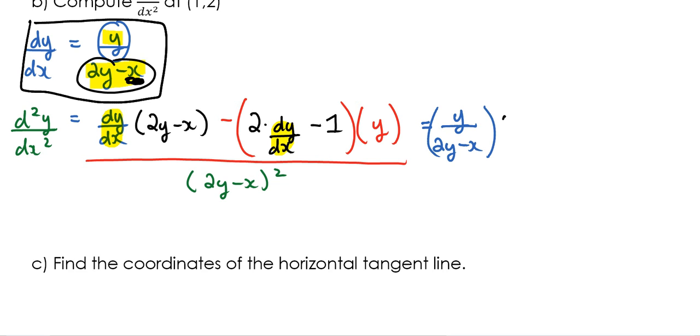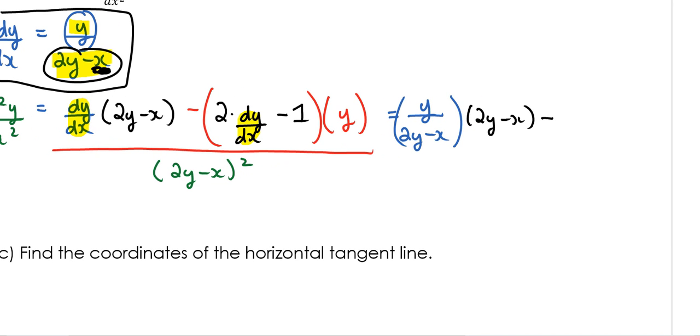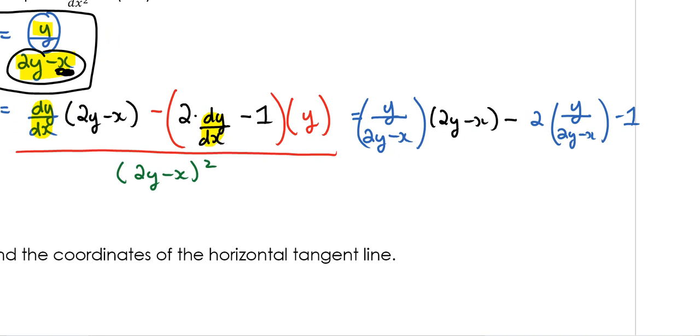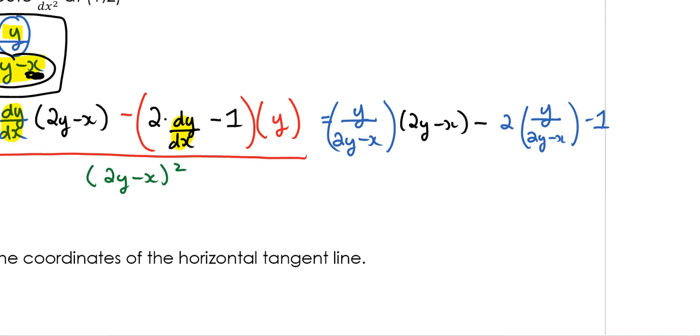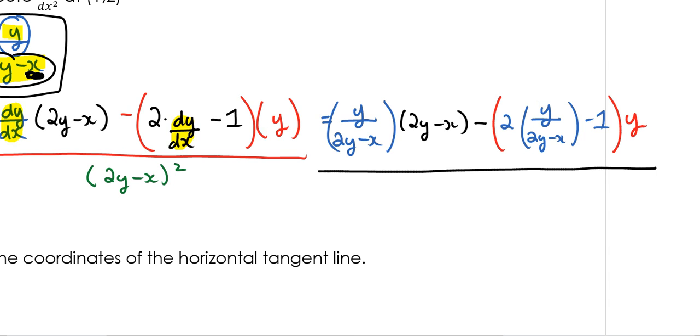And this is going to be bracket 2y minus x minus 2 times dy by dx. So this will be y divided by 2y minus x minus 1. And I'll put this all in a bracket here, times y. And I will divide this whole expression by 2y minus x all squared. Okay. Alright, so I think that looks right so far.